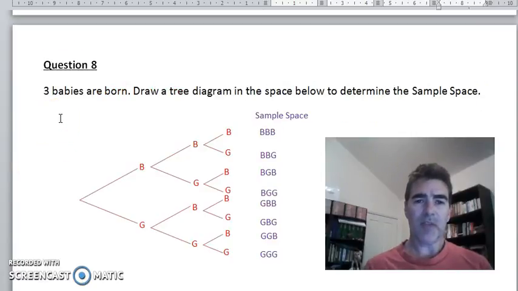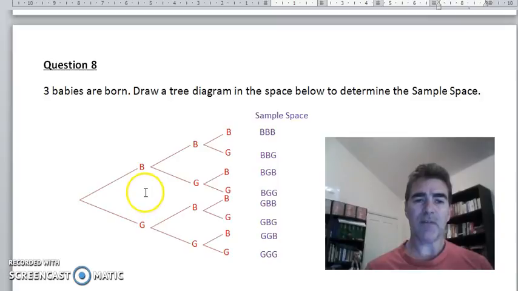We have to do a bit more thinking ourselves. There's 3 babies born. We want to draw a tree diagram. There's our hint, tree diagram, to come up with the sample space. So our first baby could either be a boy or a girl. So these branches here and here represent our first baby, either a boy or a girl.